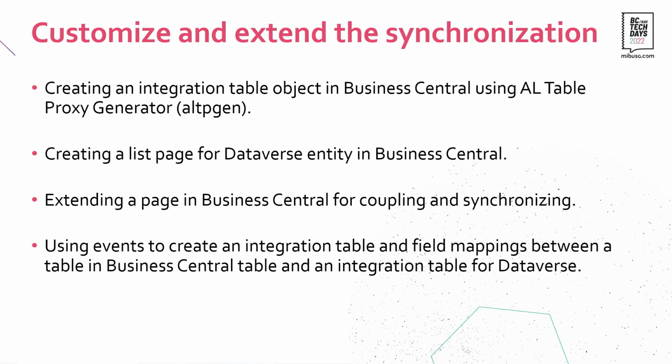First, we'll start by creating an integration table object in Business Central using the AL table proxy generator tool, also known as altpgen. This table will be a normal BC table with a slight difference. It will have a type called CDS, and it will have some properties that will allow you to map that table into a Dataverse table, so that when there is any modification, insertion, or even a get operation in AL, it will convert it to an SDK call and then make a call to Dataverse and get the data or modify the data. Then we'll actually create a list page for that table in BC so that you can see all the Dataverse records you have.